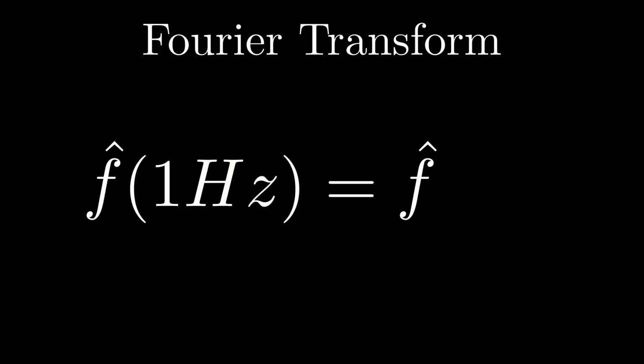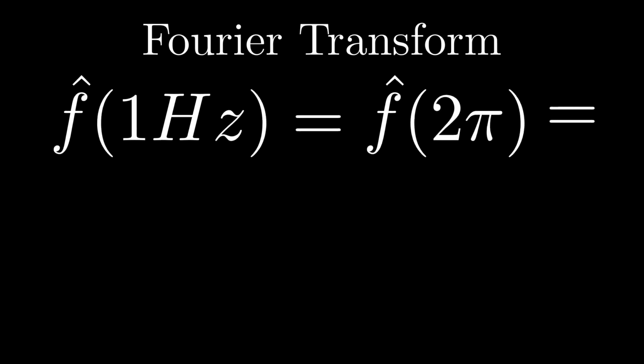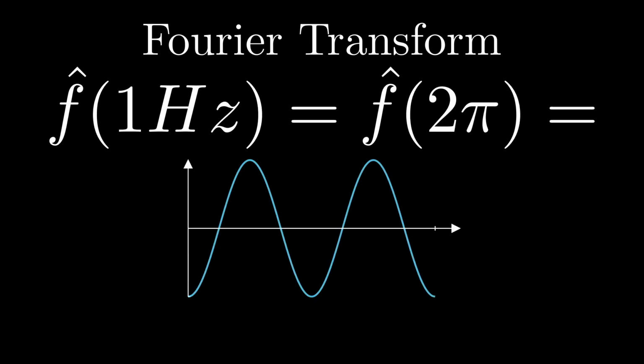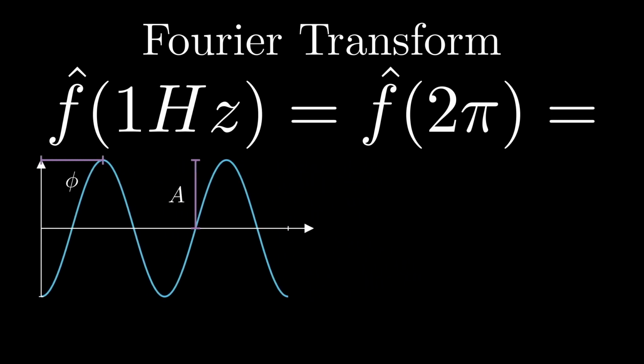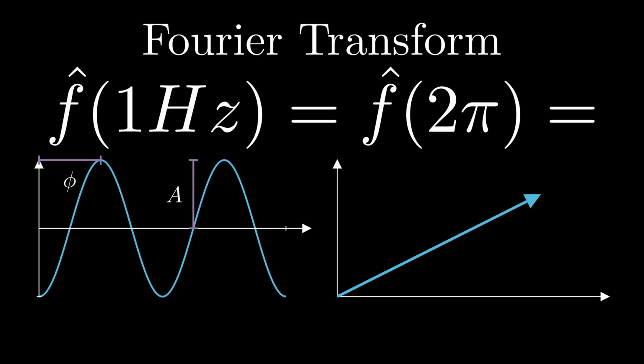If you were to evaluate f hat at a value of 1 Hertz or 2 pi radians, it would give you back the magnitude and phase of the sinusoid it came up with that has a frequency of 1 Hertz. The Fourier transform packages the amplitude and phase of the sinusoid as a single complex number, which is really convenient for us. We just saw that the convolution of two sinusoids causes their amplitudes and phases to combine in a way that looks like complex multiplication.